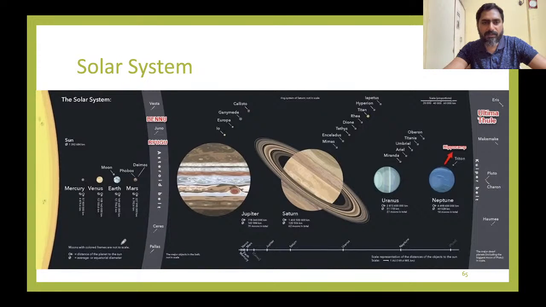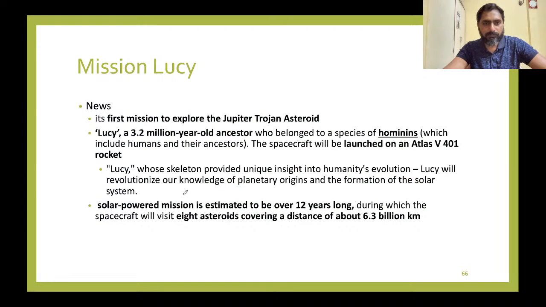Let us just look at this, the asteroid belt. We have seen missions to Sun, Mercury, Venus, Earth's moon, and Mars. Now we are looking at some of the important missions to the asteroid belt. Mission Lucy has been sent to the Trojan asteroids. What is a Trojan asteroid?